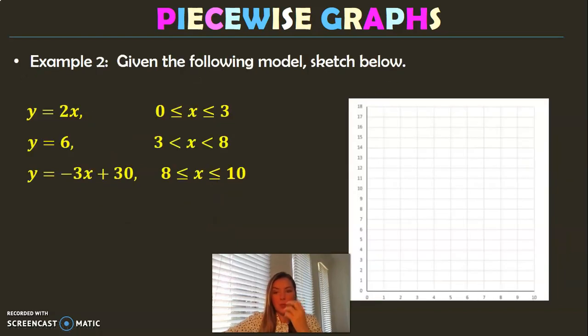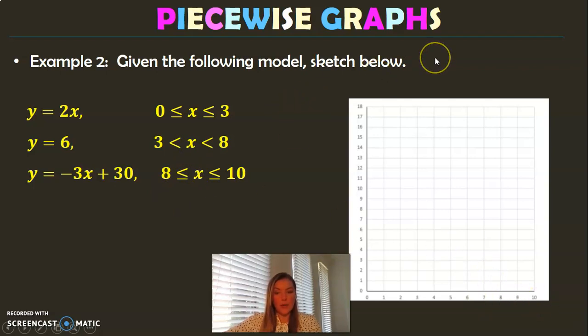So let's have a look at this one. We've gotten the following model. So we can see on this one here, we have three different sections that we are going to have to draw. The first section runs between 0 and 3 on our x-axis. The next section runs between 3 and 8. And the final section will run between 8 and 10.